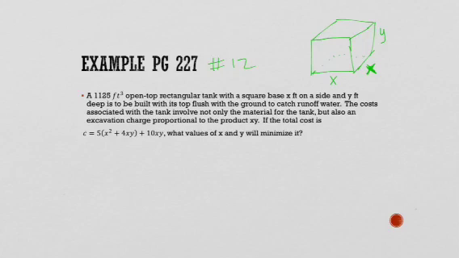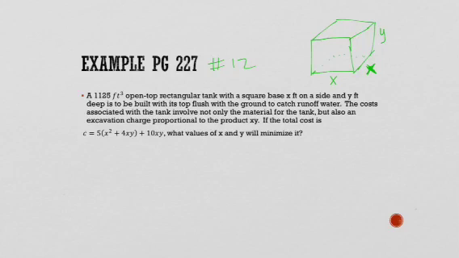The cost associated with the tank involved not only the material for the tank, but also an excavation charge proportional to the product xy. If the total cost is C equals 5x squared plus 4xy plus 10xy, what values of x and y will minimize the cost? So what we're trying to figure out is how cheaply can we build this tank.